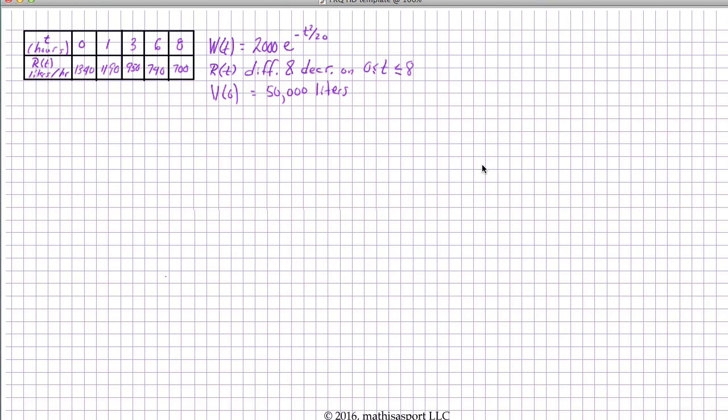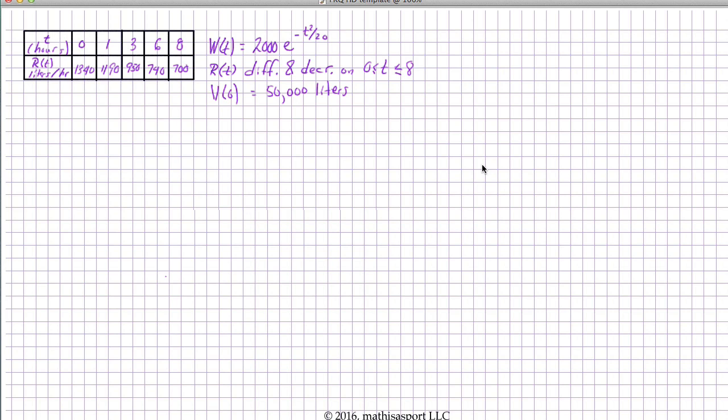This is a very traditional and frequent type of problem where we have a reservoir of some kind, in this case a tank of water, and we have a rate that something is coming into it, the water is coming in, and a rate that the water is going out.